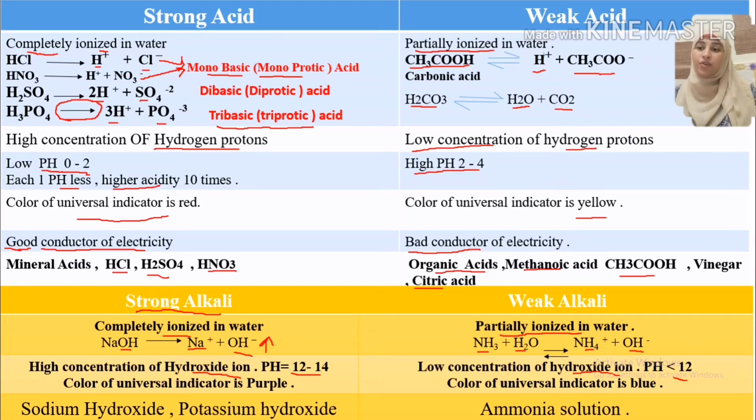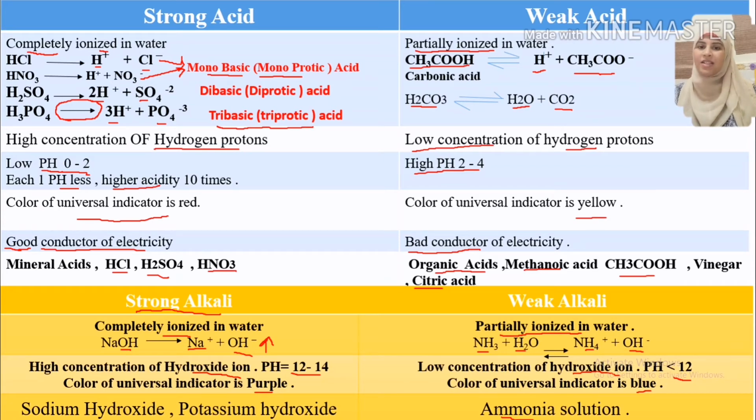Its color of universal indicator is purple or violet. Color of universal indicator is blue. Our examples, of course, are alkalis like sodium hydroxide, like potassium hydroxide, and our weak alkali, of course, we have ammonia solution. It is a very strong weak alkali.